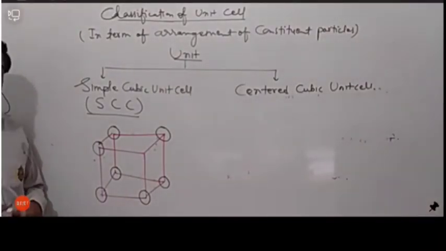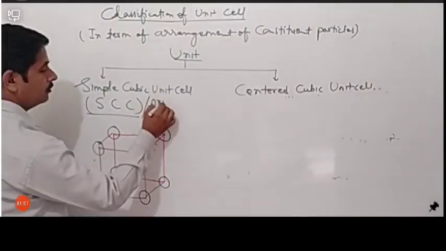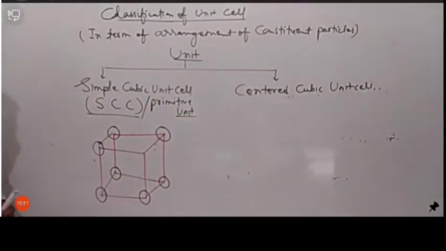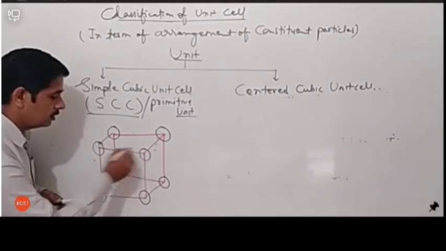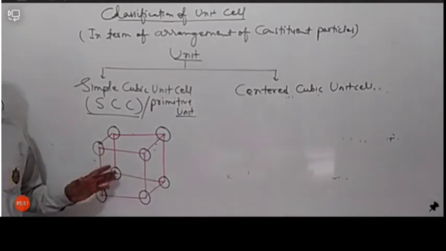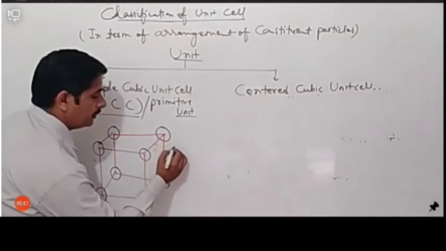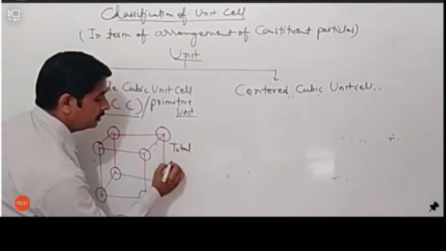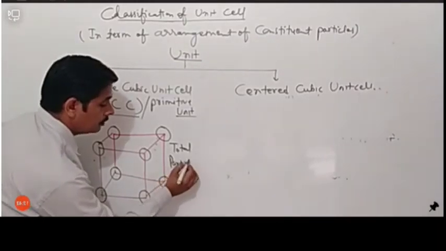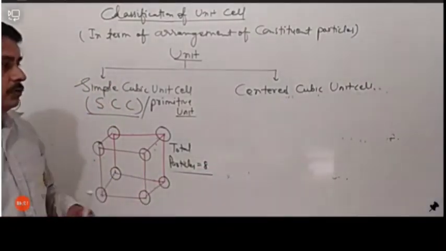So this type of structure is the simplest one, so it is also called the primitive unit cell. It is very basic. Okay, this is the basic unit cell. It has 8 particles, each particle present at a corner of the cube. So it is called the simple cubic unit cell. If we talk about total particles, there are 8 particles.